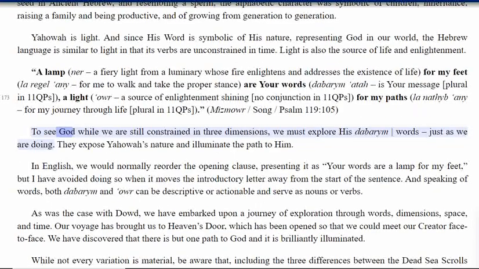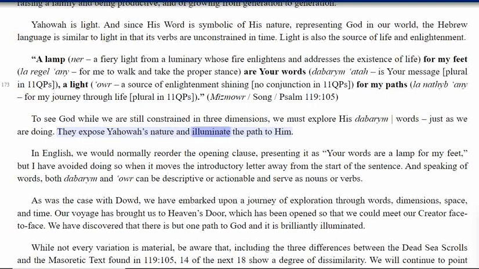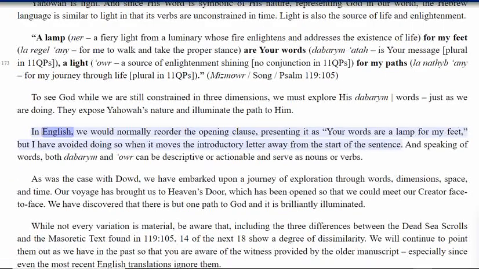119-105. To see God while we are still constrained in 3 dimensions, we must explore his dabarim, words, just as we are doing. They expose Yahowah's nature and illuminate the path to him. In English, we would normally reorder the opening clause, presenting it as your words are a lamp for my feet, but I have avoided doing so when it moves the introductory letter away from the start of the sentence.